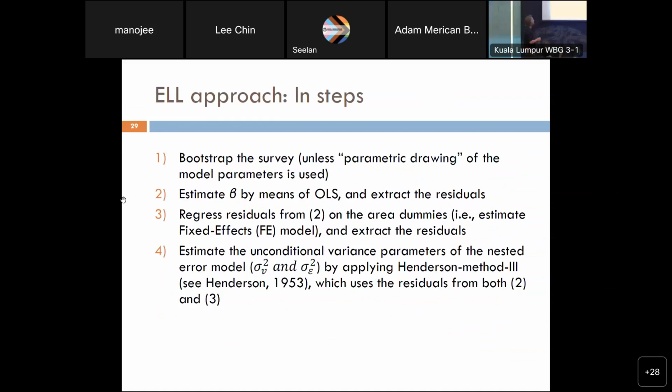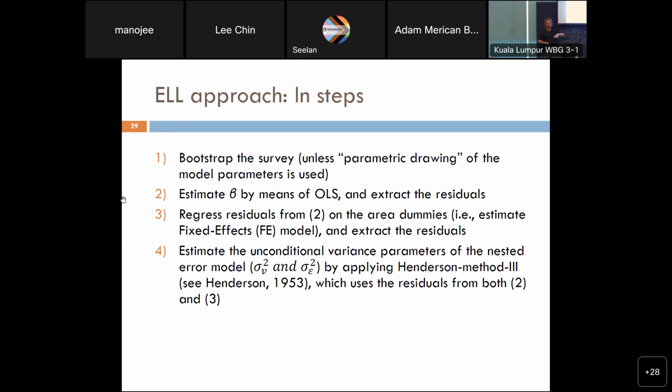This is just for those of you who are interested in the nitty-gritty. I'm going to quickly walk through the exact steps. This is the software we have developed within the domain to make this whole mapping approach more user friendly. Under the hood, in every simulation step, it bootstraps the survey, and for each simulated replication, estimates the parameters using OLS.